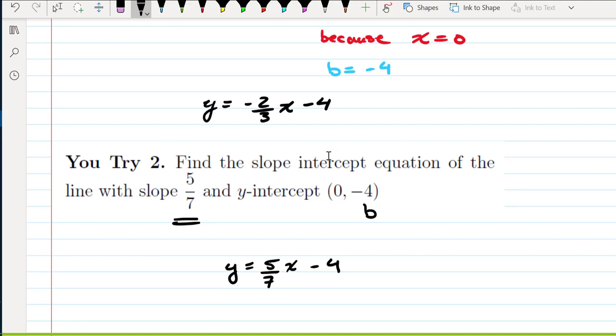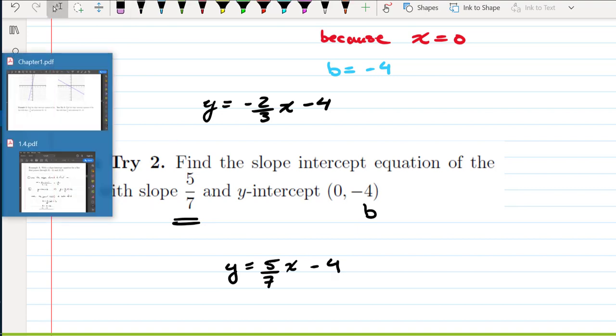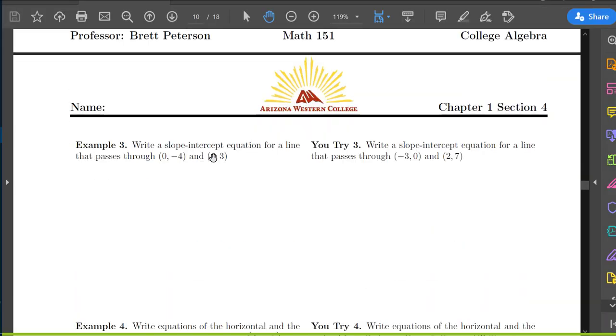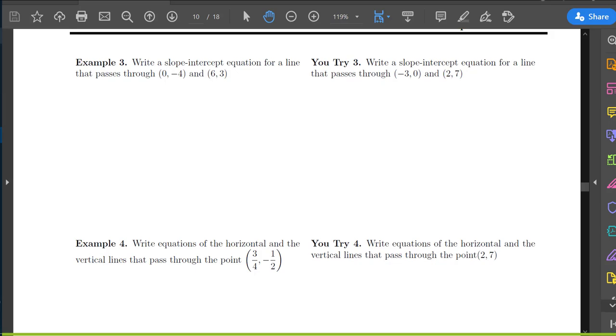So when given in this form, we really, really like these problems because they're a little bit easier to do. All right, so let's do one that's a little bit more involved. So let's take a look at example number 3.